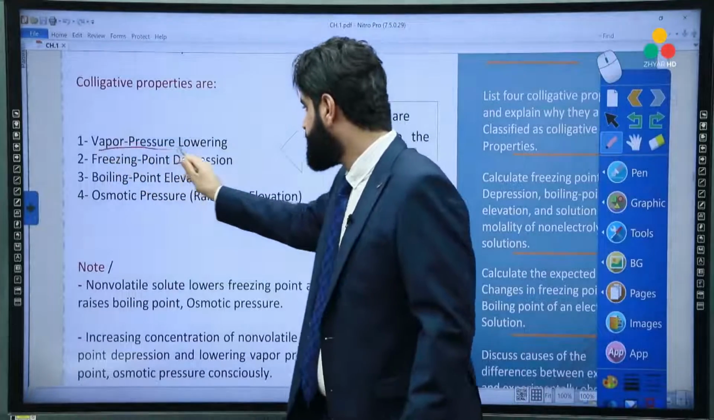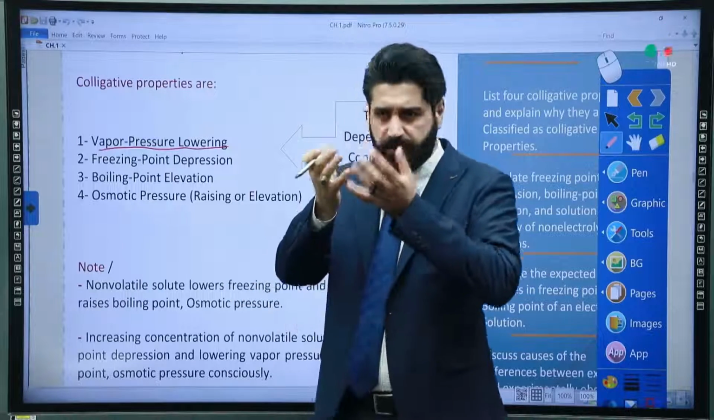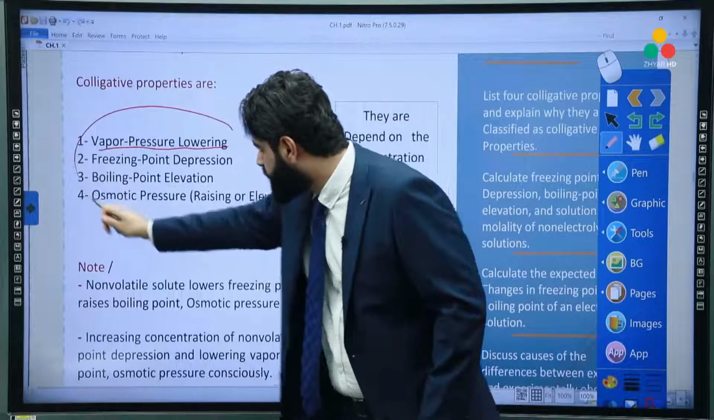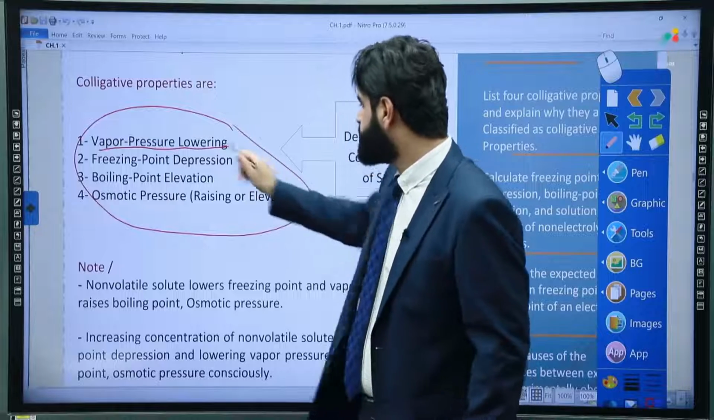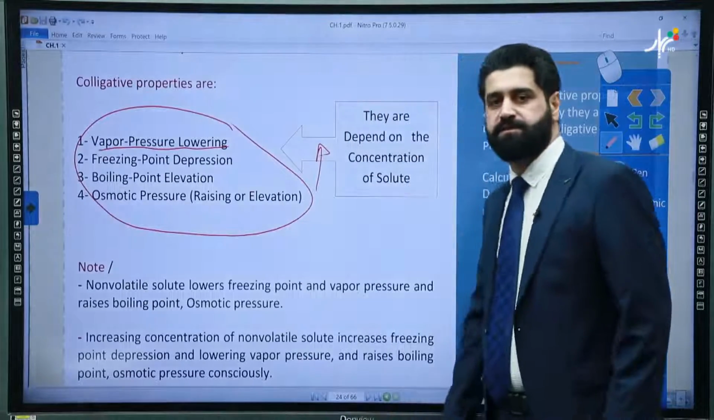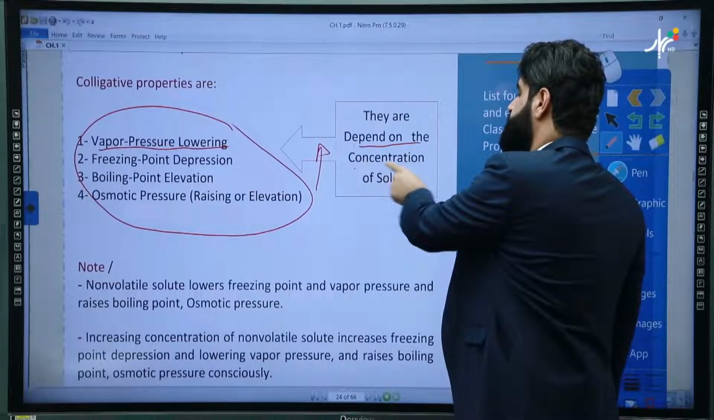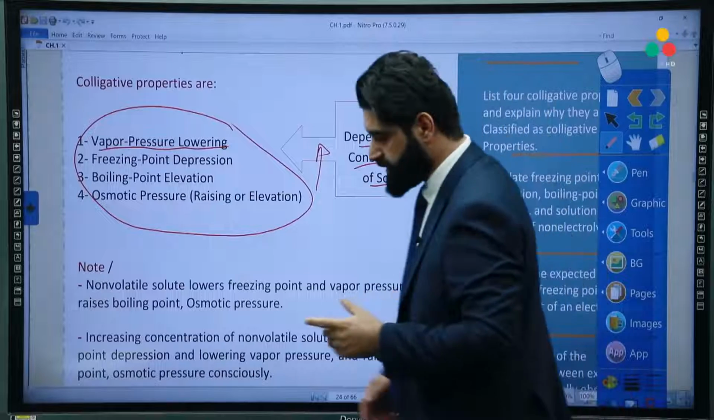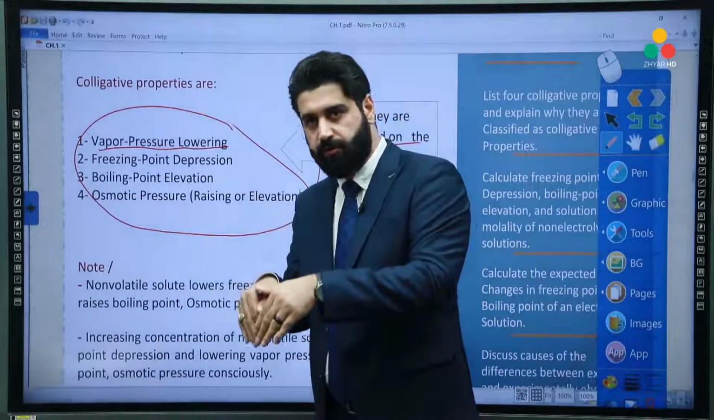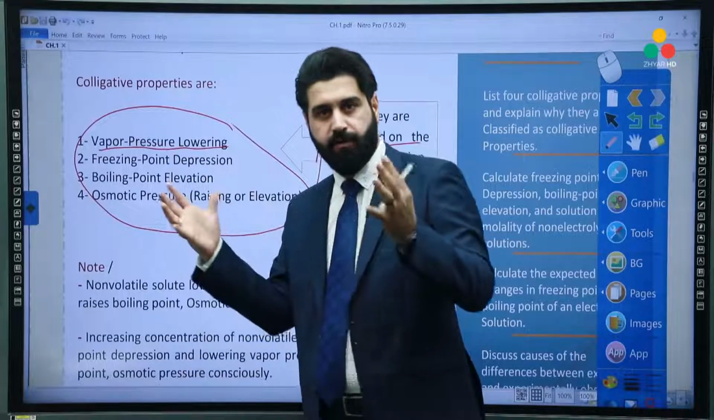Vapor pressure lowering. As much as the concentration increases, all of the following phrases increase. They increase with increasing the concentration of solute. They are dependent on the concentration of solute. It means if we increase more solute, there will be more lowering.